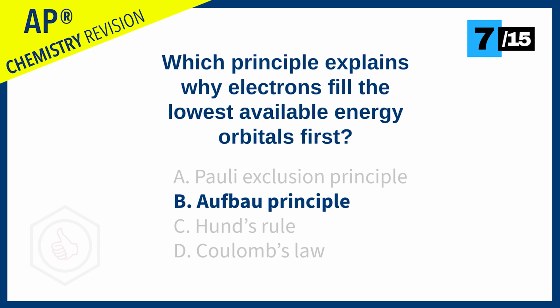Hund's rule tells us that all orbitals in a given subshell will be singly occupied before being doubly occupied, so all orbitals fill singly first. And Coulomb's law describes the strength of attraction between 2 oppositely charged particles. So the answer is the Aufbau principle. Electrons always occupy the lowest energy orbitals first.